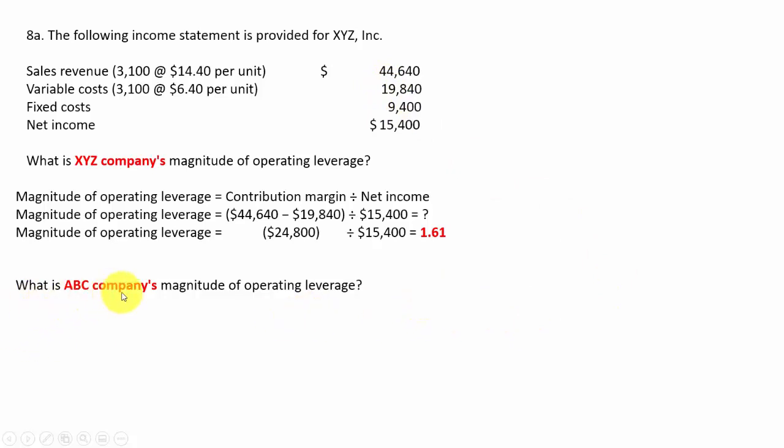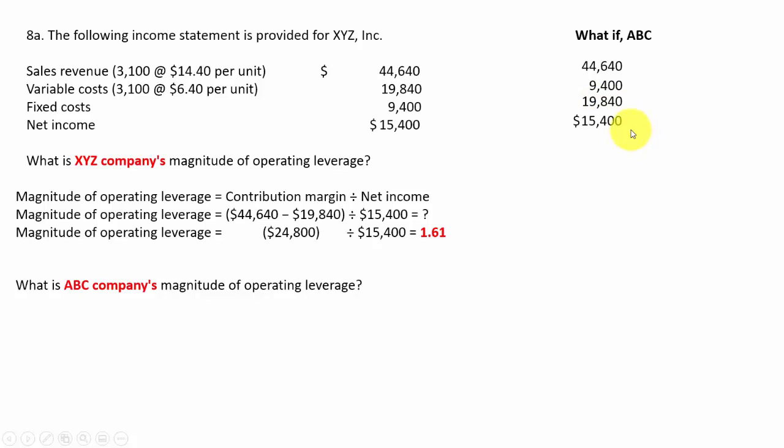I'm going to have a company called ABC Company, and I'm going to have the same revenue, $44,640, and yet I'm going to say now that the variable costs are $9,400, which is what we had before in our other example. That was our fixed cost. And I'm going to say that our fixed costs are $19,840. So I've just flip-flopped these around, which means in this example I've got more fixed costs. And of course our income's the same, which is $15,400.